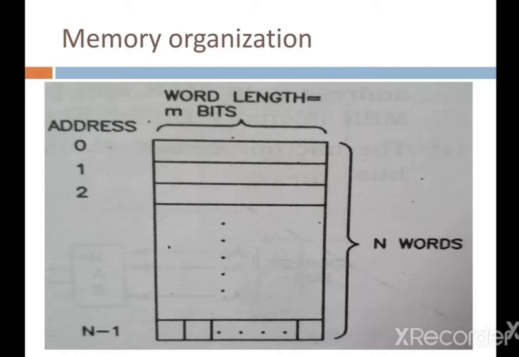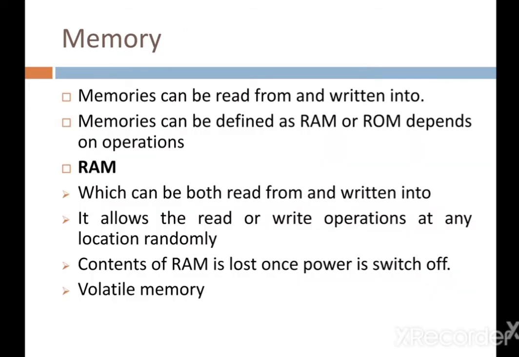Suppose, for example, N is equal to 8. That means the address is 0 to 7. And suppose each word contains 8 bits. That means the total storage capacity of this memory is 8 times 8, that means 64 bits. Then next, memory can be read from or written into.